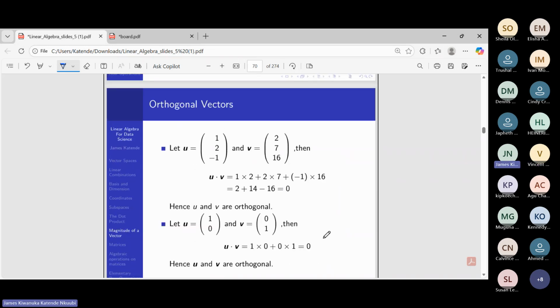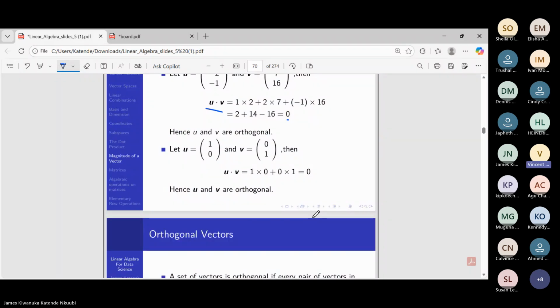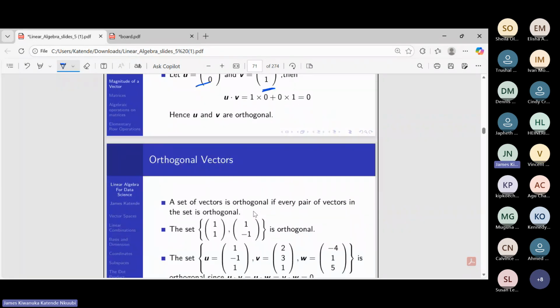Again, here are more examples of orthogonal vectors, but in 3 dimensions. You have u and v, and the dot product is 0. Again, another example. This one I think is a repeater. We've already done this example of orthogonal vectors.